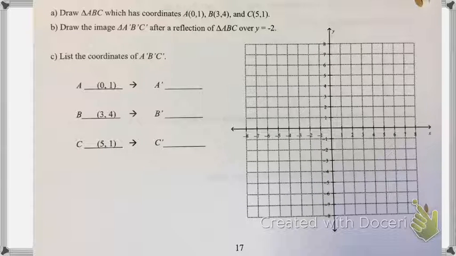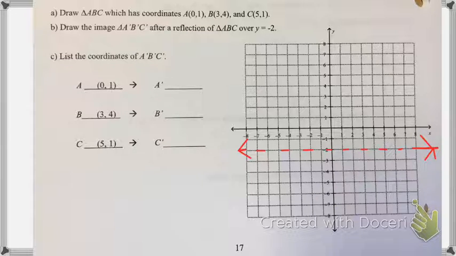All right, guys, so this one's kind of similar. I'm going to write in the dashed line of reflection, y equals -2. That is this horizontal line right here. So that's our reference line instead of the x-axis. Okay.